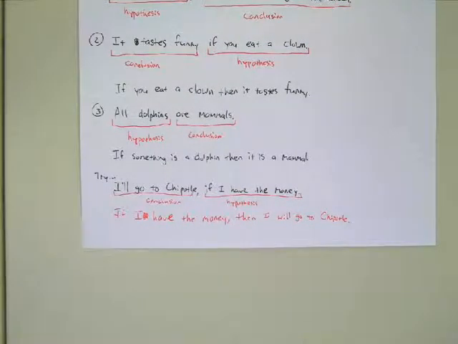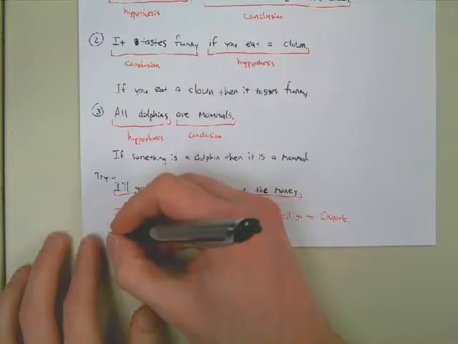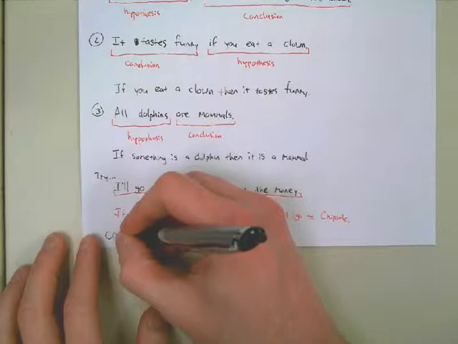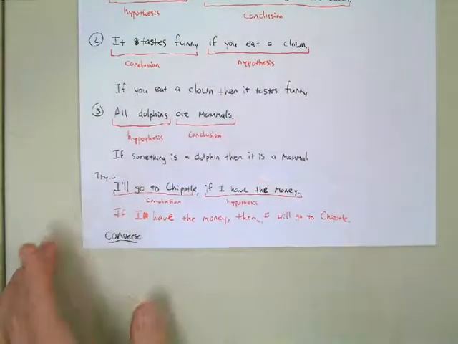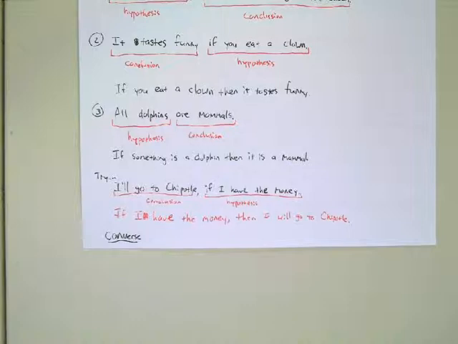I want to talk about what a converse is. We're going to see this show up, okay? A converse. Now, you guys know Converse is, right? Shoes, right? Okay. Shoe company. But a converse actually originally came from these logic statements, okay? So if we start with, if I have the money, then I'll go to Chipotle, okay? That's the original statement.